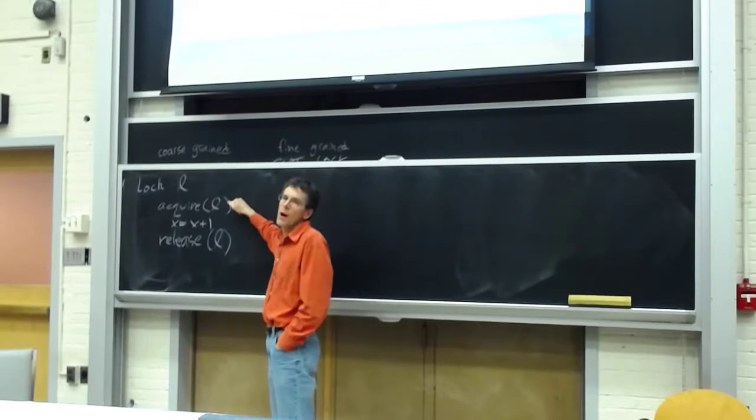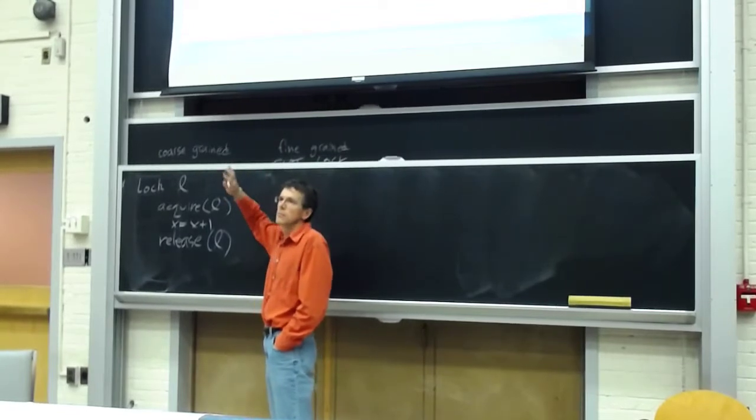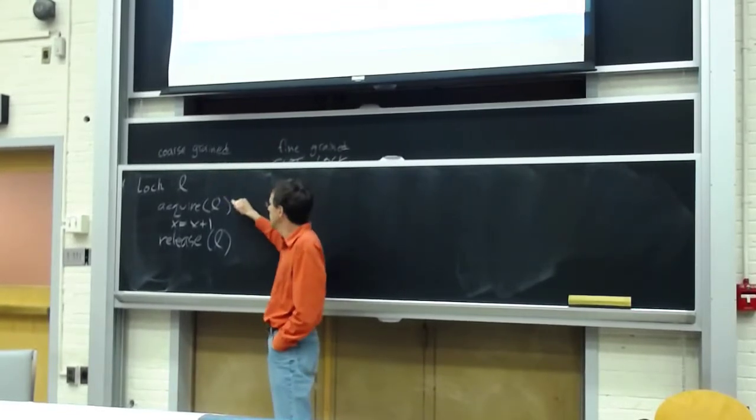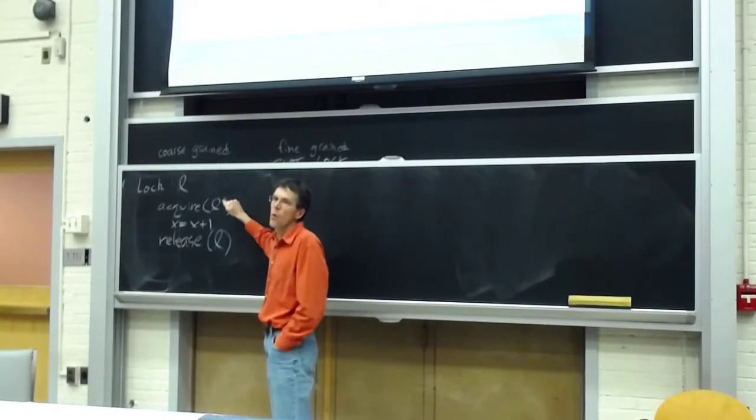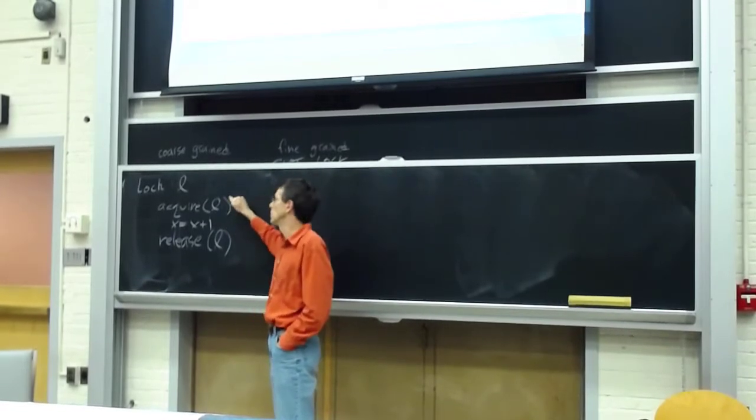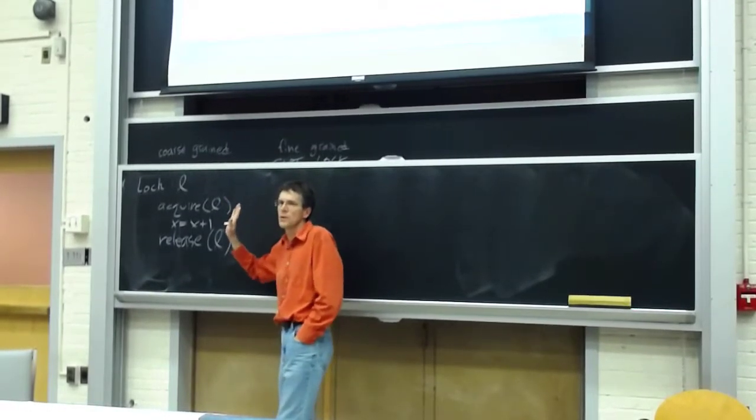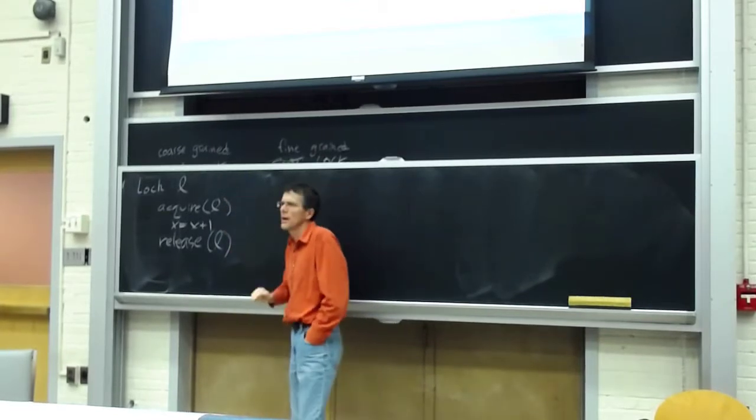If any core tries to acquire a particular lock while the lock is already held by a different core or thread, acquire is going to wait for the lock to be released, and only then will acquire return. There's some sort of waiting going on inside acquire.